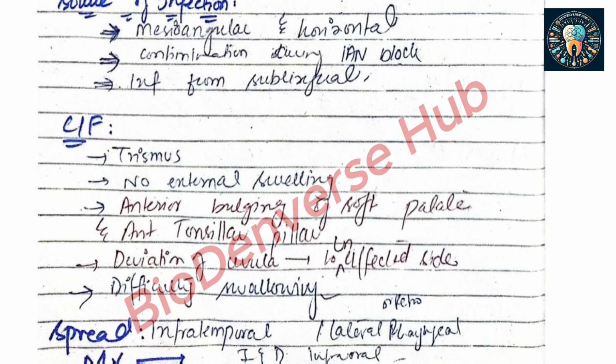As far as the spread is concerned, in advanced cases, the infection from the pterygomandibular space can spread and involve the infratemporal space, and the lateral pharyngeal or retropharyngeal spaces. As far as the management is concerned, we will go for incision and drainage, extraction of the culprit tooth, antibiotic therapy, and supportive hydration therapy, or we can do other supportive measures as well. The management as a whole is discussed in a separate video for odontogenic infection. You can consult that video for the management.